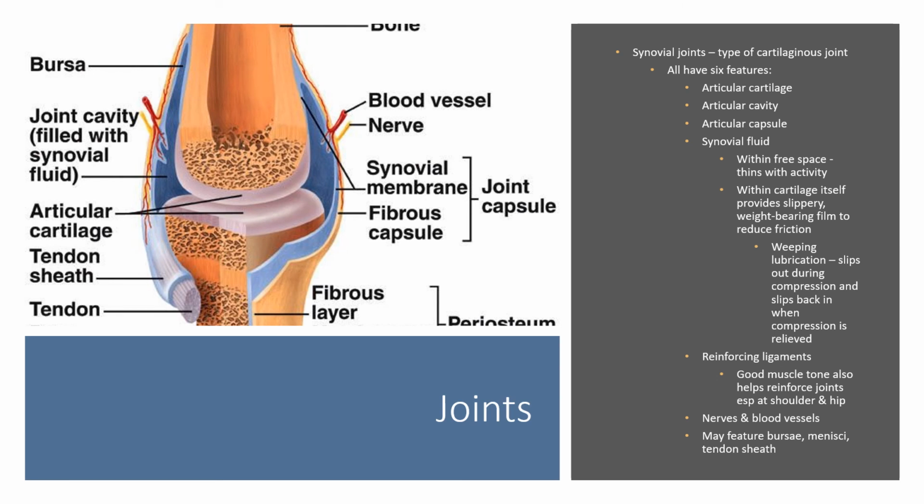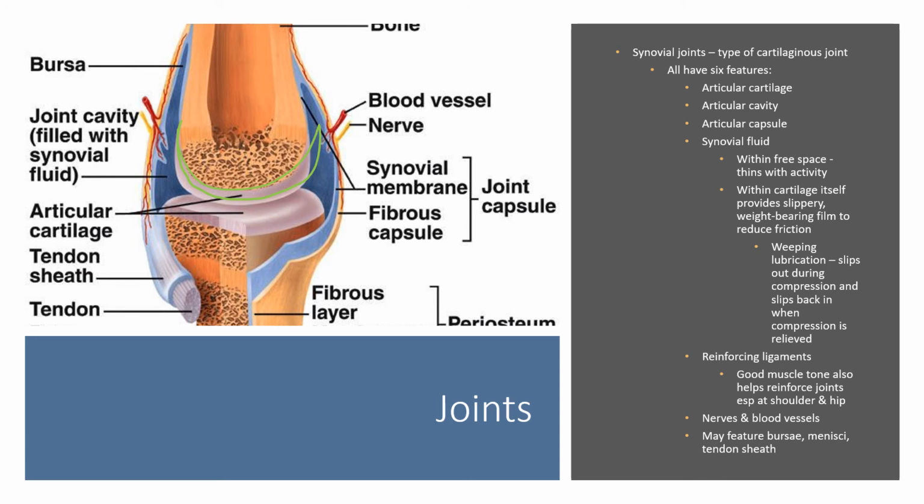Synovial joints, I'll spend a little bit of time here, are a type of cartilaginous joint. These are what you're going to find at a lot of your big long bone joints. And all synovial joints have the same 6 features in common with one another. They have articular cartilage, which is hyaline cartilage that lines the end of the epiphyses of the bone.